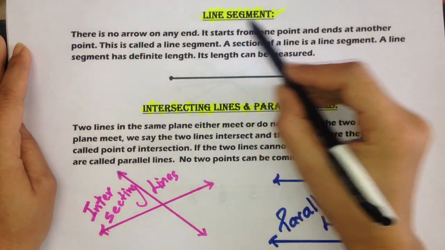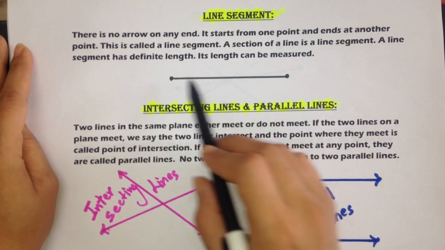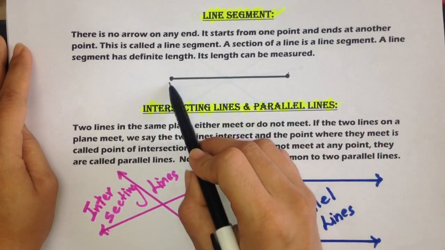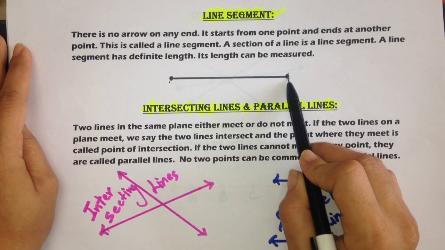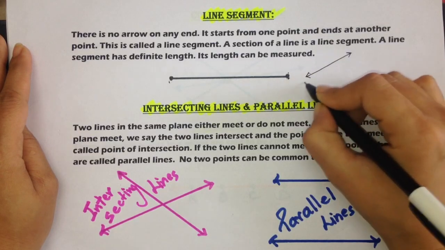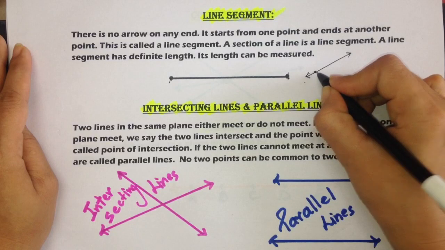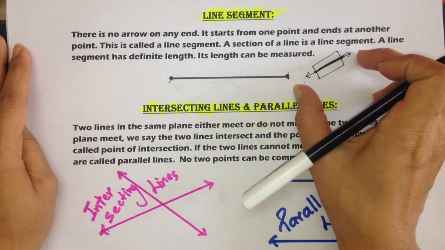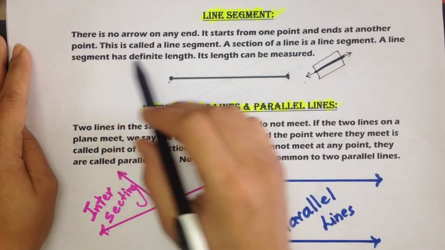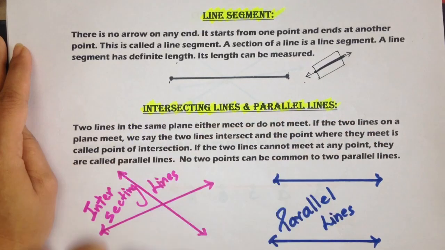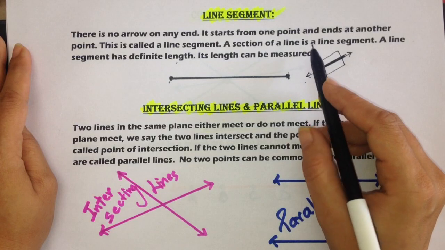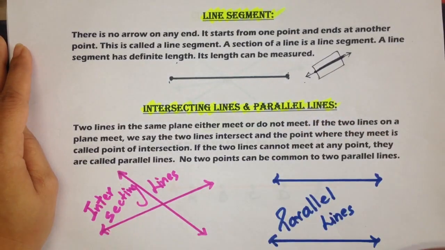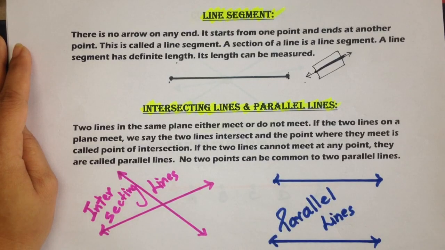Next, we move to the line segment. There is no arrow on any end. You can see two end points here. It starts from one point and ends at another point. This is called a line segment. A section of a line is a line segment. You can say that you have a line which can extend in both directions to infinity. Then you just put two end points here and you get a line segment. So a line segment is nothing but a section of a line. A line segment has a definite length because we have bounded it between two endpoints, so we can measure it. I hope now you have better clarity about what a line segment is and what a ray is. All three are different in respect of their measurement, you can say.